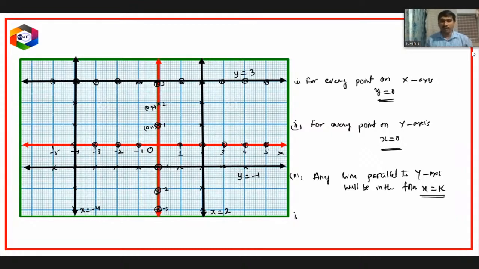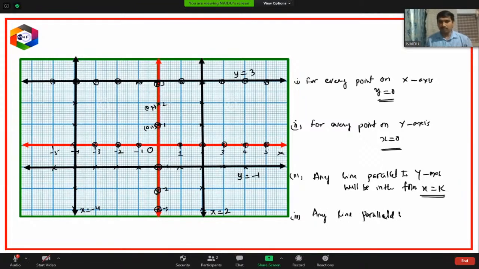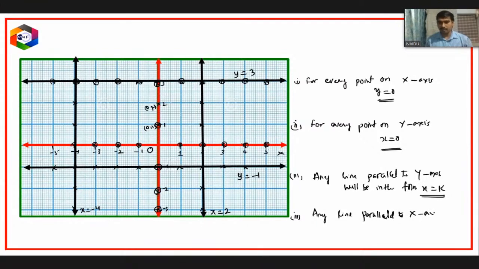So from this, the fourth point is: any line parallel to the x-axis will be in the form y equals k. Here k is called the distance from the x-axis, or the y direction distance. So y direction 3 units is a fixed distance, so y equals 3 is this equation. And y direction negative 1 distance, therefore y equals -1 is this equation.